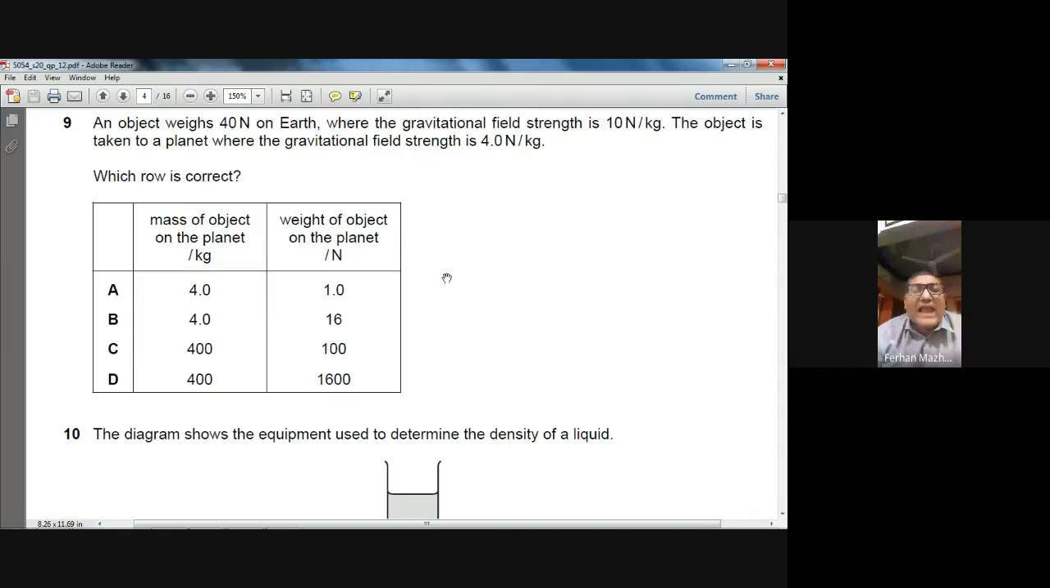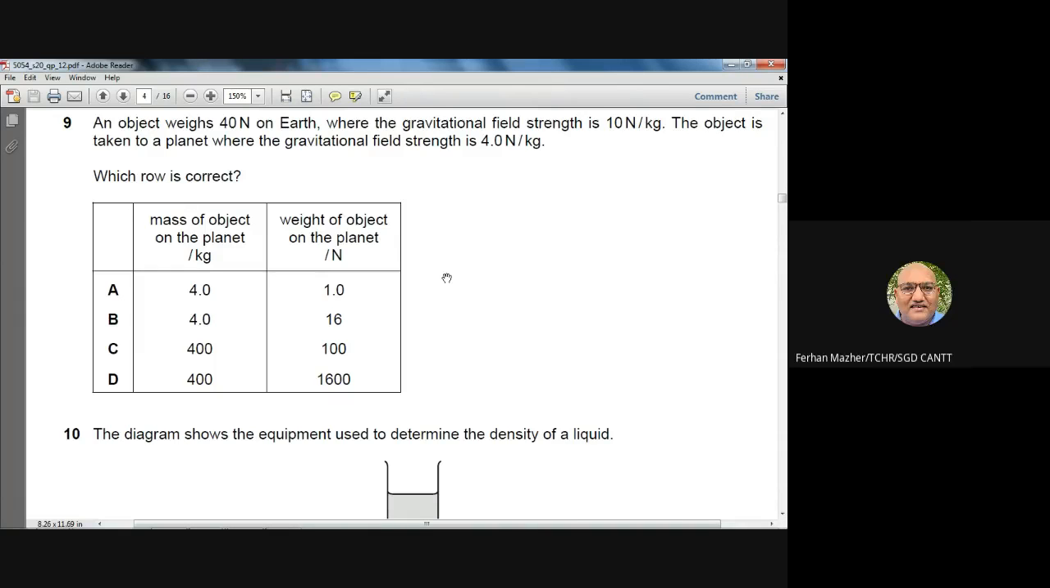W is equal to mg, so m will be equal to W by g. So 40 divided by 10, the mass will be 4 kg. When you take this object to the other planet, in that planet also, the mass will still be 4 kg.